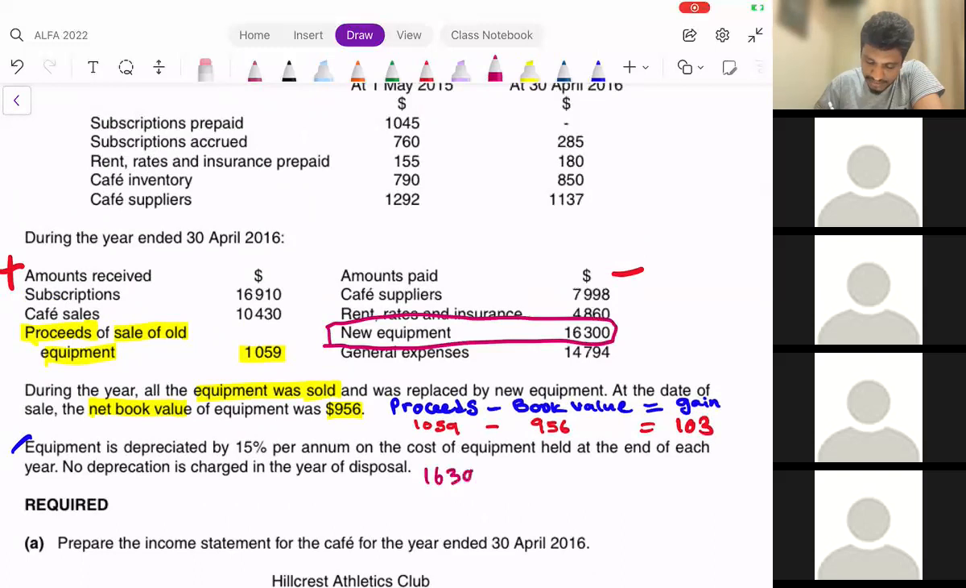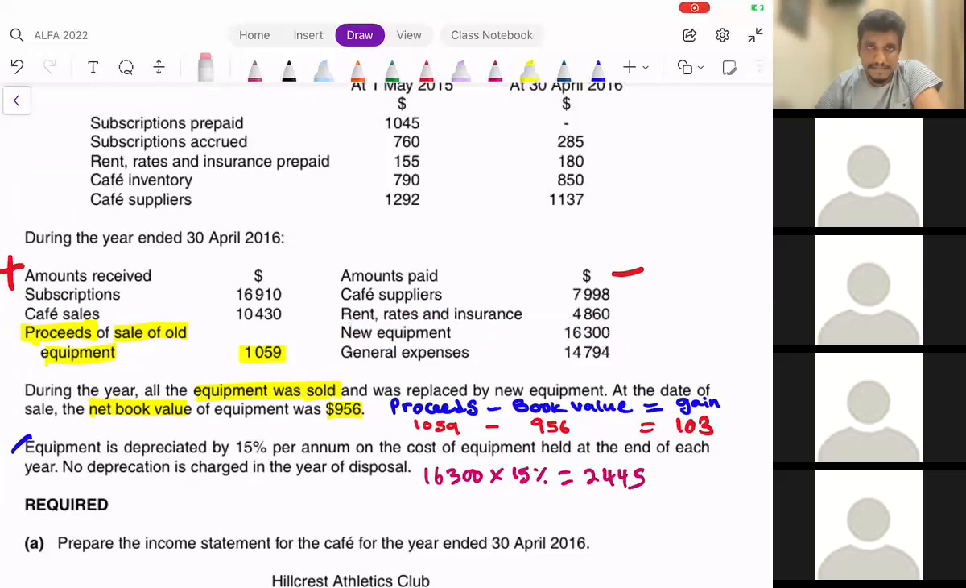New equipment is 16,300. So you take 16,300 times 15%. I get 2445. Understand or not? That's the depreciation for equipment.